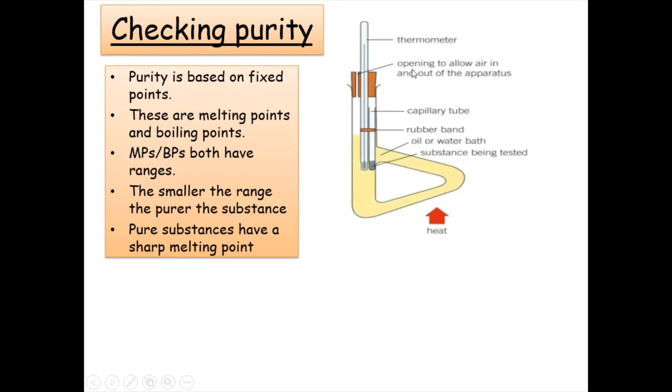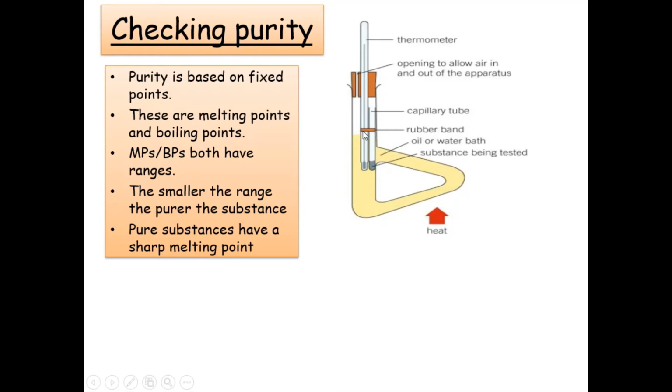This here is called a melting point apparatus. It's full of oil here, and the reason why it's full of oil is that when we heat this up, if the substance that we're trying to work out the melting point for is above 100 degrees, if water was inside here, it would have evaporated. The oil has a much higher boiling point, so it won't turn into a gas quickly.